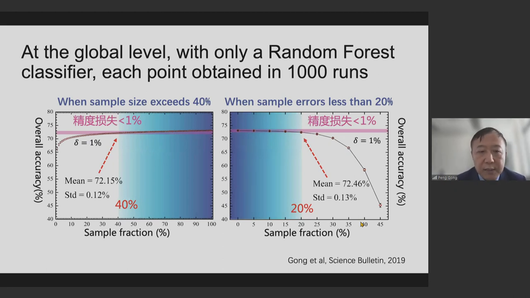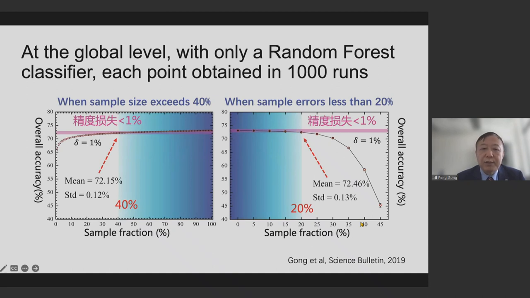I'm sorry for the Chinese characters for some of the colleagues, but you don't need to pay attention to that. I can clearly explain to you how we did this. We have a global set of samples. In total, we can see 100% of the global set of samples.